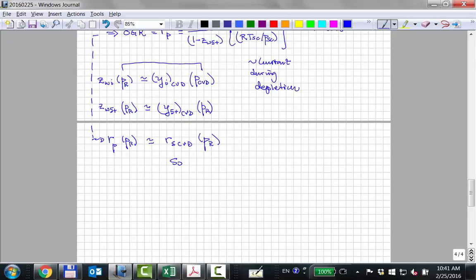So this is our solution oil-gas ratio, and this is our actually producing oil-gas ratio.